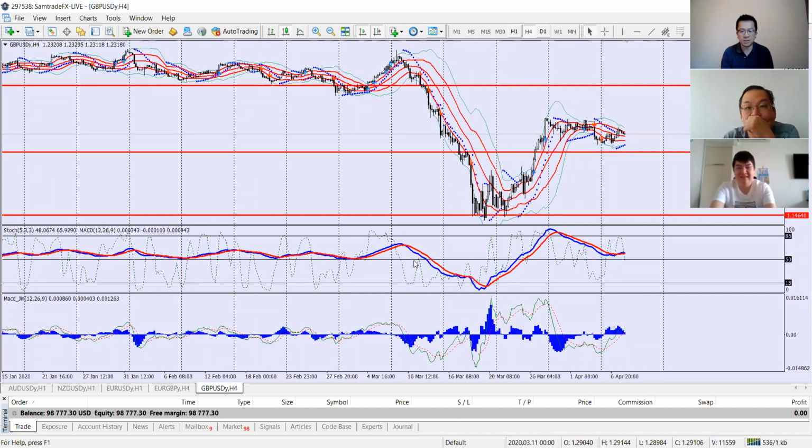What we have seen is that despite news coming out of Boris Johnson's illness, being hit by the virus, it has not really affected the pound as much, right? Whether it came out when it first came out that he was in intensive care, or now that they say his condition has stabilized, it hasn't really impacted how the pound has been doing.